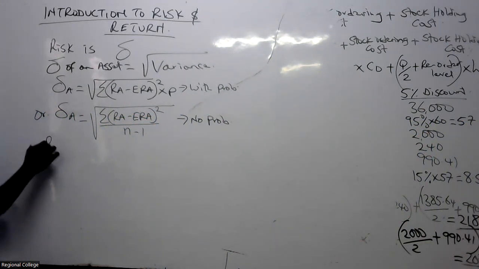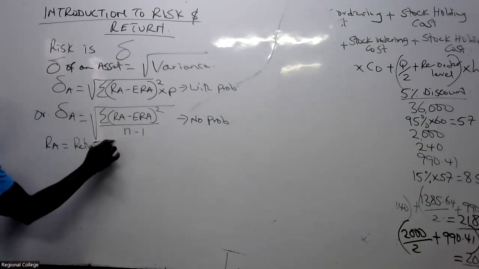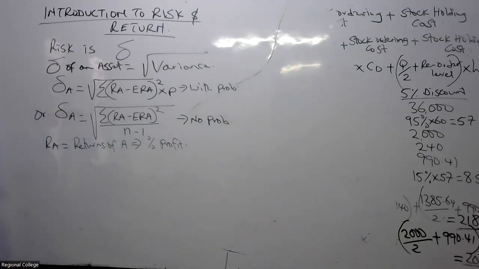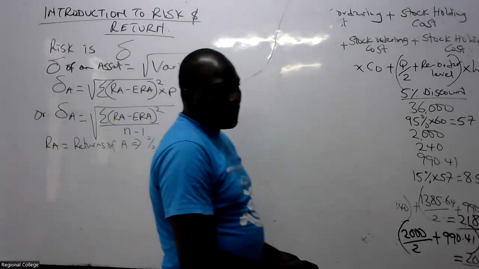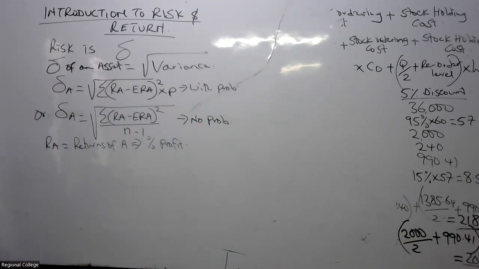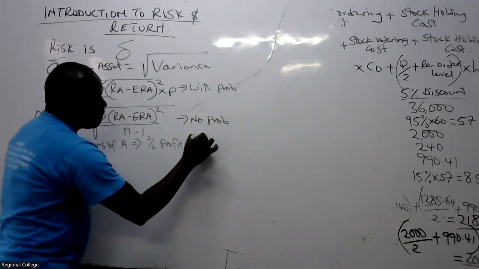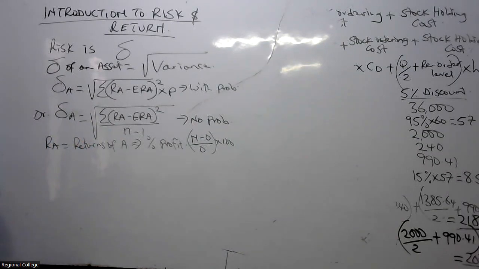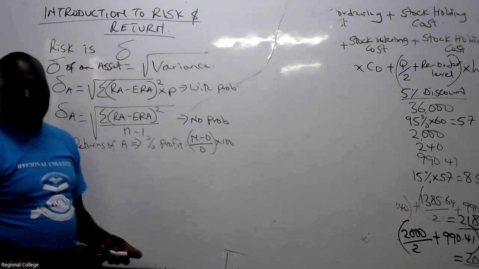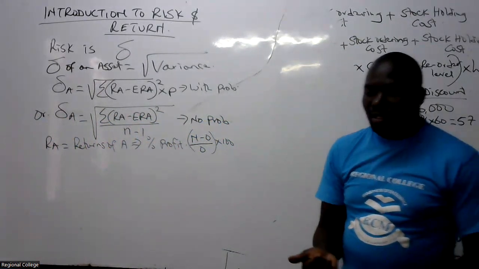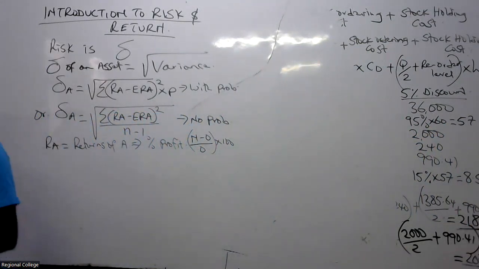And how do we get RA? RA stands for the returns of A, which is always the percentage profit. Then the percentage profit will be the new price minus the old price over the old price, times 100. New minus old over old. If you want the percentage profit, let's take the selling price minus the cost price over the cost price. So selling price is the new price, cost price is the old price. So new minus old over old times 100. The value at the end minus the value at the beginning, divided by the value at the beginning.